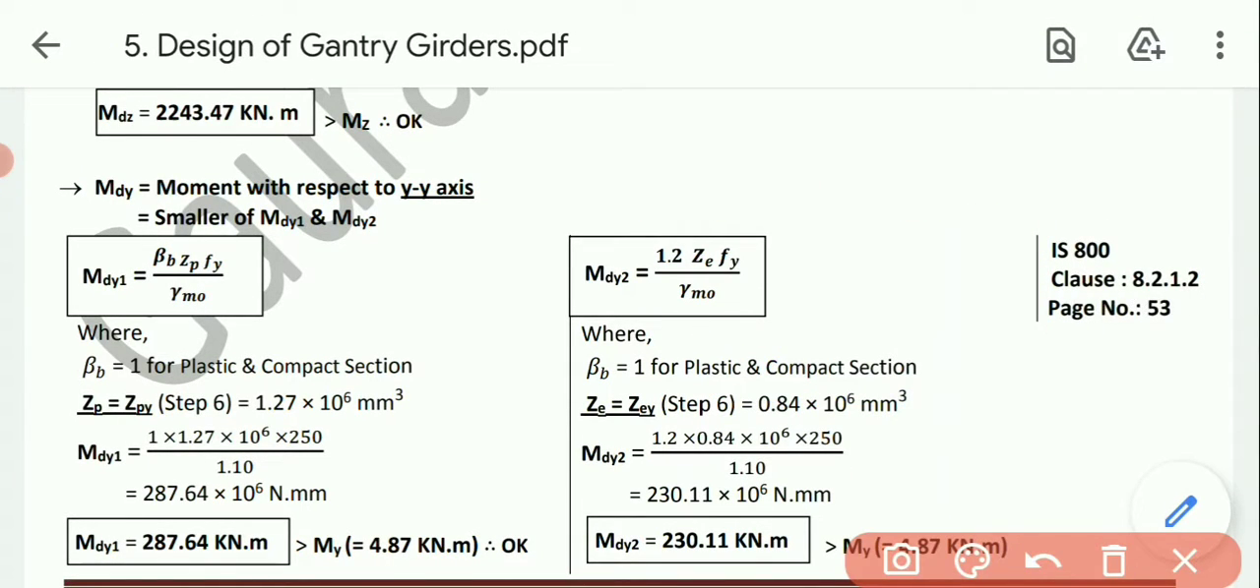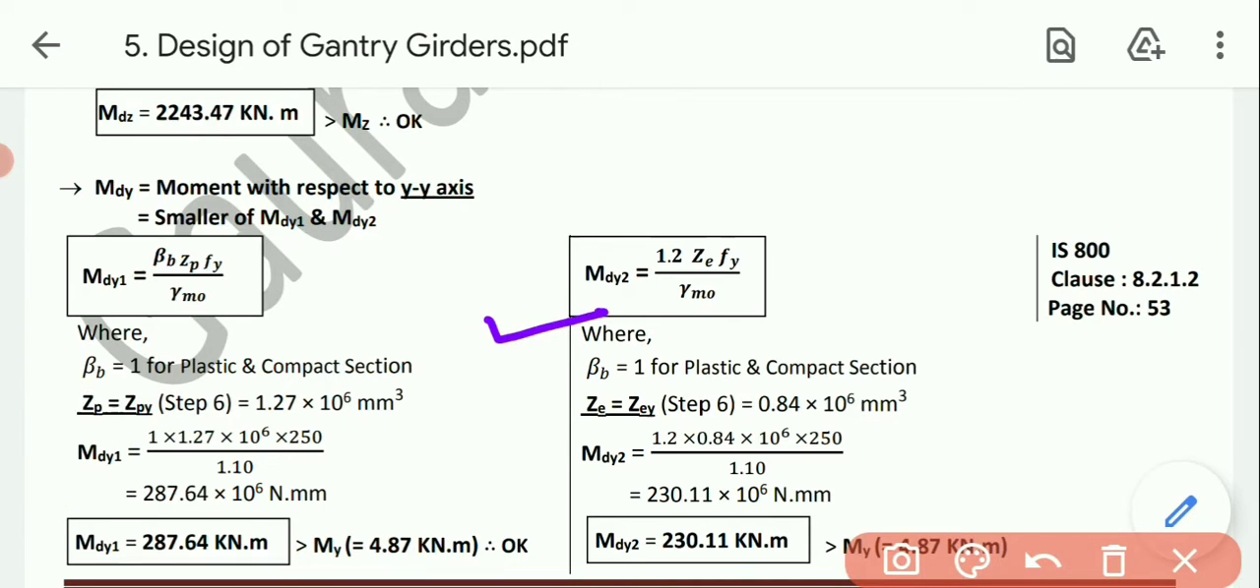So let's put down the values in the formula: beta b = 1, Zp = 1.27 × 10^6, fy = 250, and gamma m0 = 1.10. By simplifying the terms we get MdY = 287.64 × 10^6 Newton-mm. Let's convert it into kilonewton-meter: 287.64 kilonewton-meter, and it should be greater than My, which was 4.87. It is greater, and it's okay, no problem with that one.